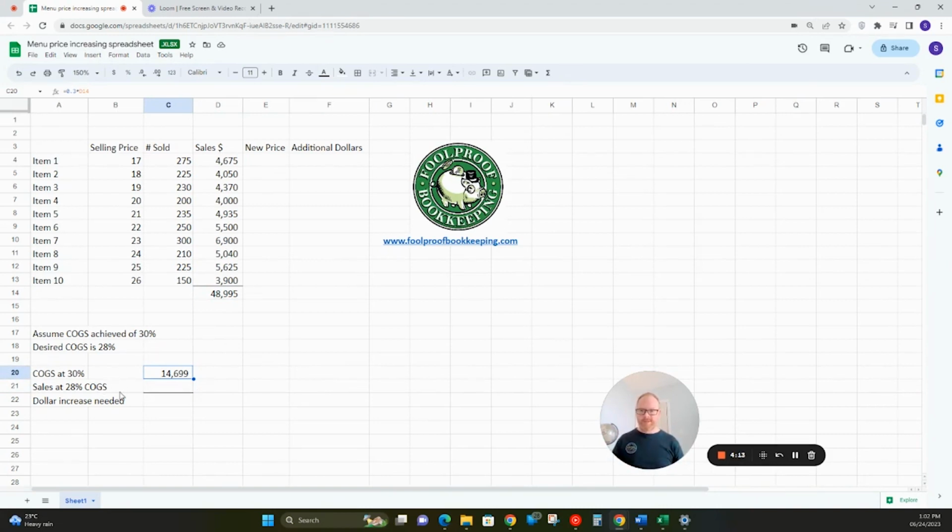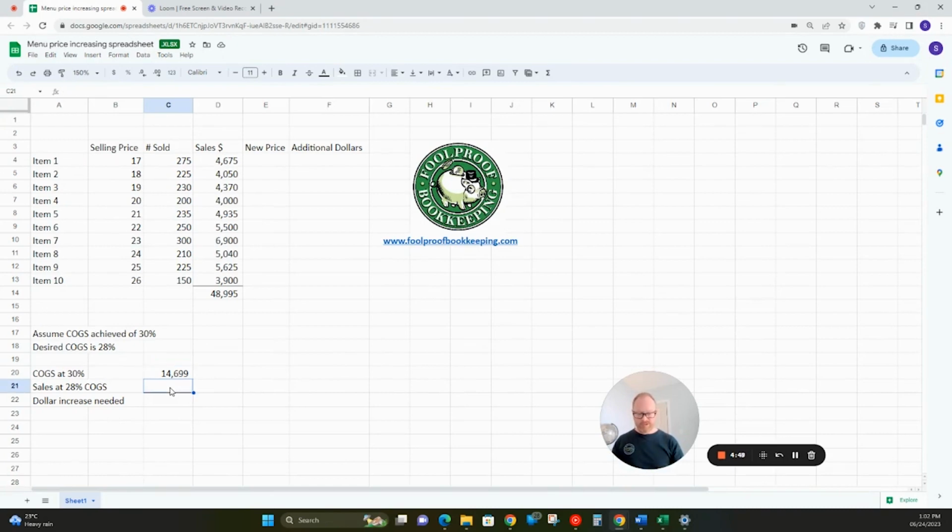We want to hit a 28% cost of goods, but we're doing it, remember, on what we've sold. So we're trying to imagine, this is what we sold last month. We hit a 30% cost of goods. If we sold the same number of items, the same sales mix, what would the total sales dollars need to have been in order for that cost of goods to be 28%? In other words, this $14,699, we're going to spend the same amount of money. We're going to buy exactly the same ingredients. What do our sales need to be in order for that purchase amount to be a 28% cost of goods?